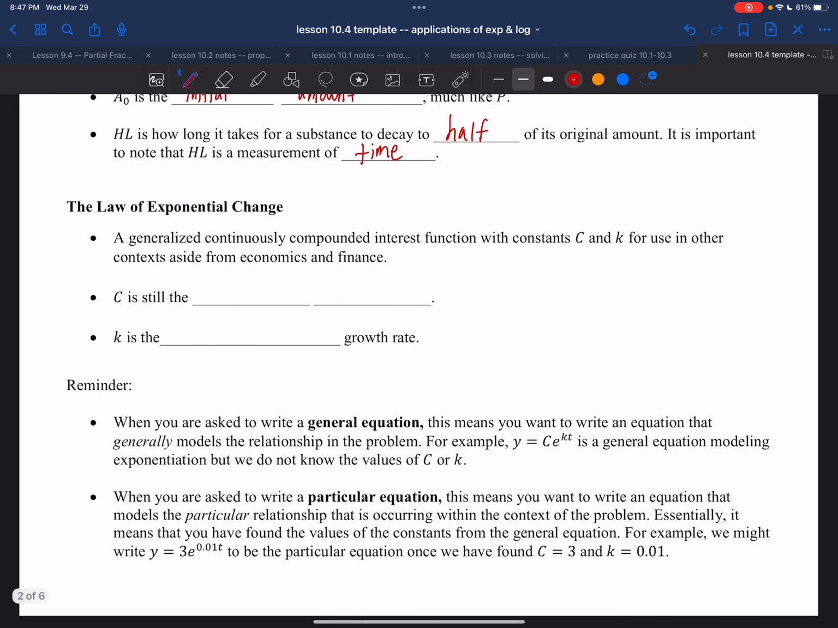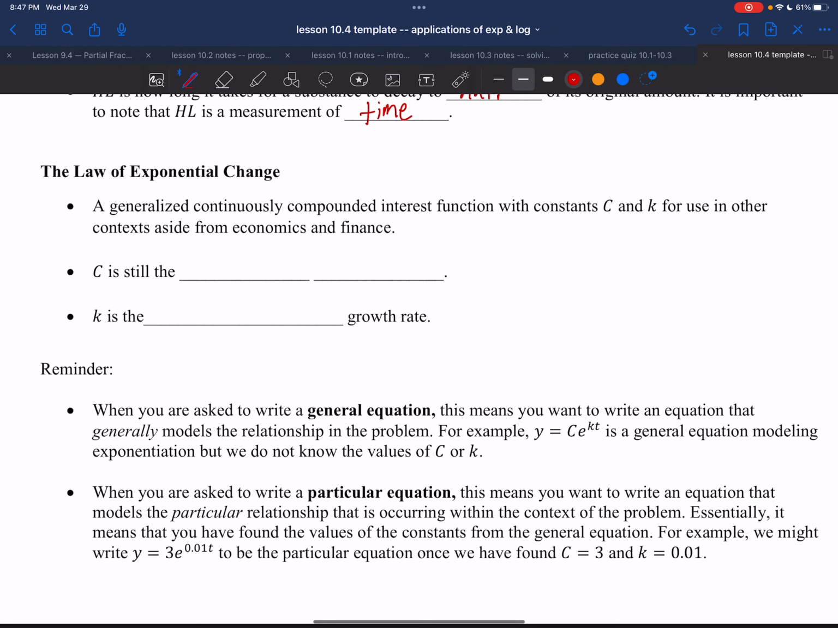The last is the law of exponential change. And this is just a general continuously compounded interest function using constants C and K. We use this just in other contexts aside from economics and finance. All right. In economics and finance, you say A equals PERT, P times E to the RT. Well, we're not always talking about principal, and we're not always talking about this particular rate with regard to interest rates, right? So we generalize it as A equals CE to the KT.